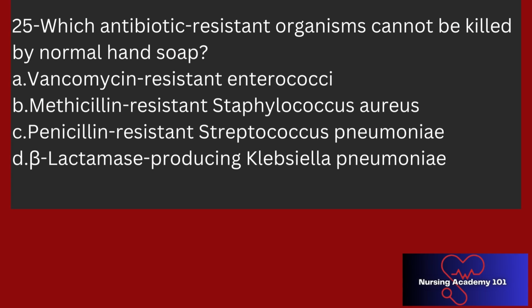Question number 25. Which antibiotic-resistant organism can't be killed by normal hand soap? A. Vancomycin-resistant enterococci. B. Methicillin-resistant Staphylococcus aureus. C. Penicillin-resistant Streptococcus pneumoniae. D. Beta-lactamase producing Klebsiella pneumoniae. The answer is A. Vancomycin-resistant enterococci.